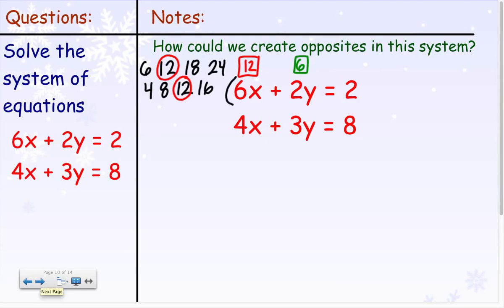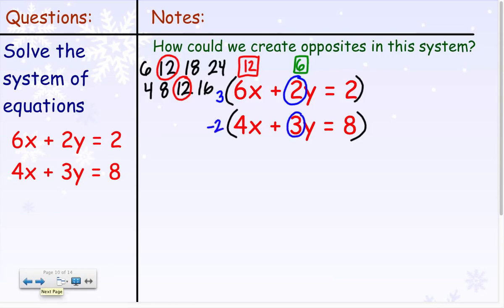So I'm going to multiply both equations. One of them needs to end up with 6, one needs to end up with negative 6. So I'll multiply the 2 right here by 3 to get 6. And we'll multiply this 3 by negative 2 to get negative 6.